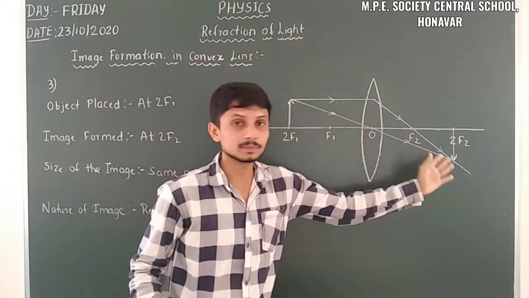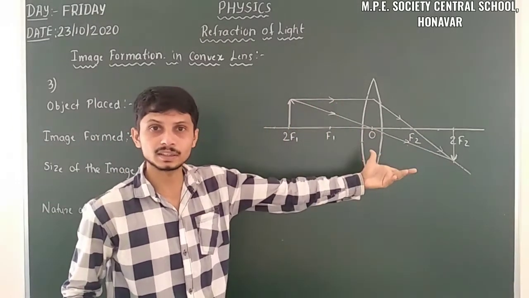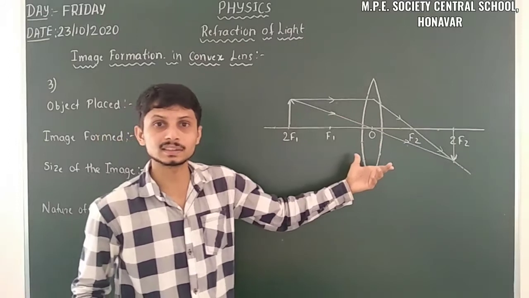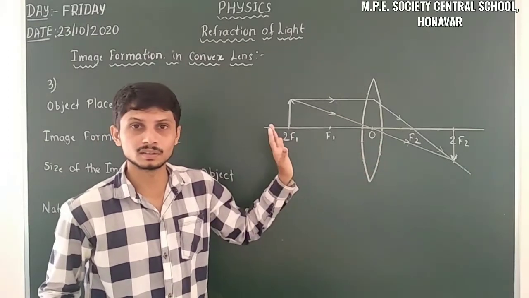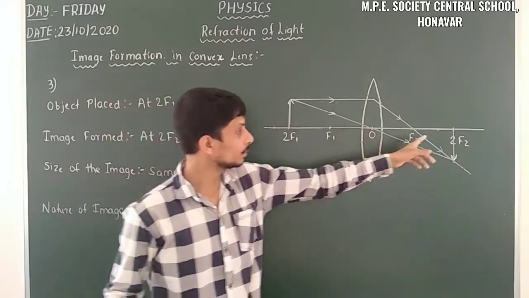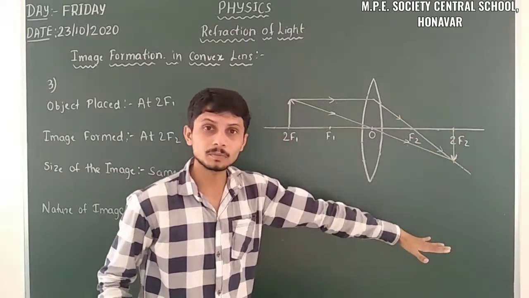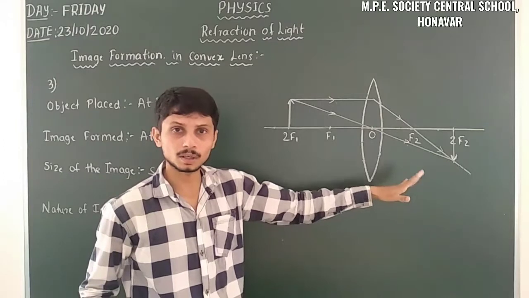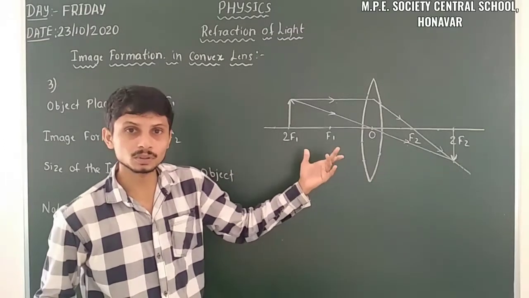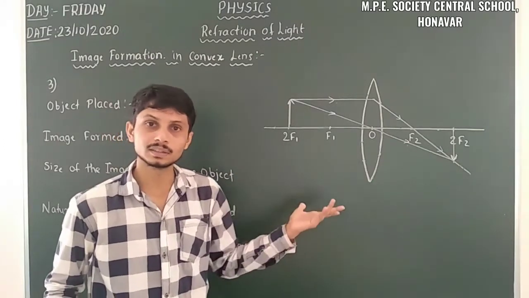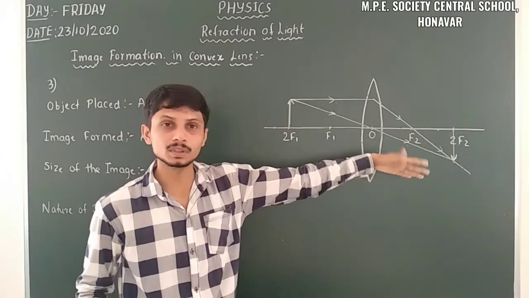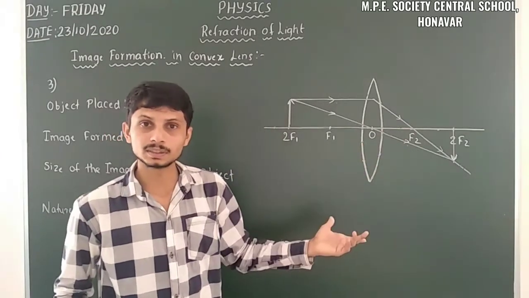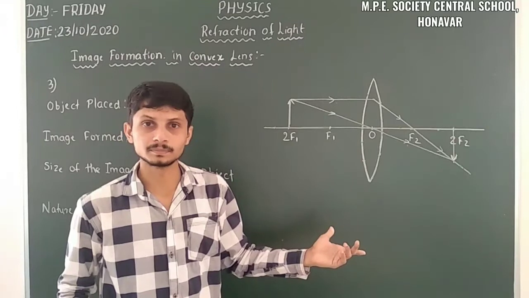Why is it real? Because it forms from a straight line. There is no dotted line here, no extension of the ray here. And it is inverted because it is formed below the principal axis. If it is above the principal axis, we take it as erect. So it is on the bottom part of the principal axis. That's why.